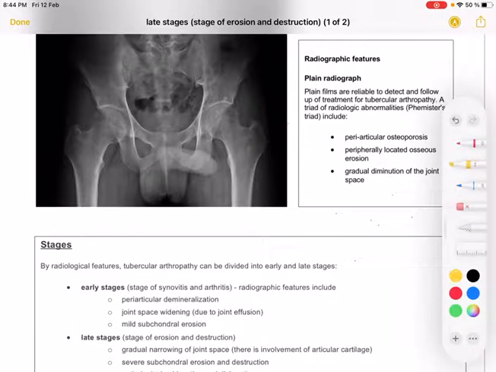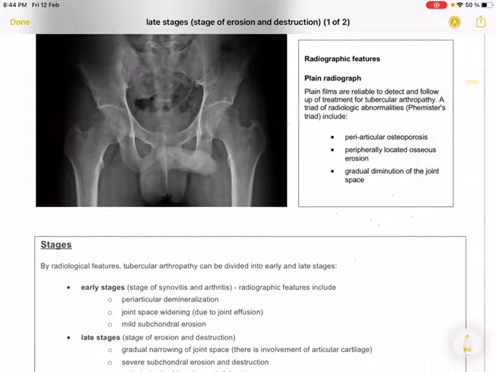Okay, so what are the radiological features that will help you identify on an X-ray image that it is arthritis, or late arthritis, or chronic arthritis? Plain films are reliable to detect and follow up treatment for tubercular arthropathy. There is a triad of radiological abnormalities, the Phemister triad. This triad is very important, that will help you identify whether there is inflammation at the joint, whether there is arthritis or synovitis or not.